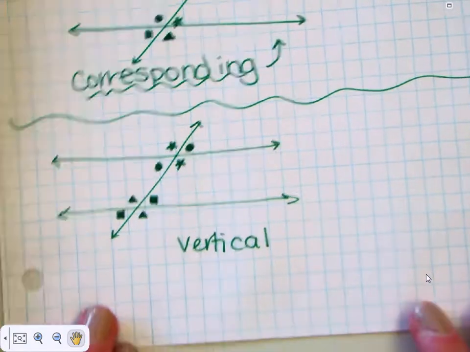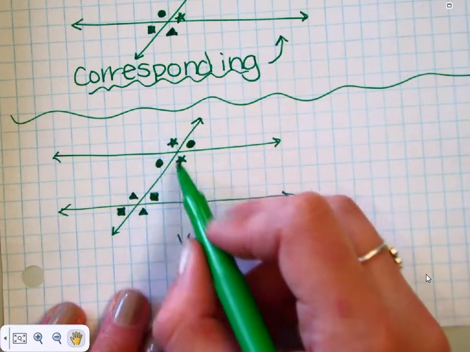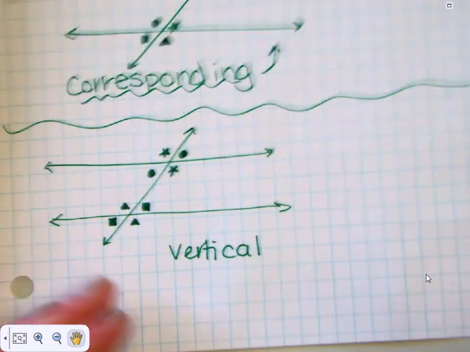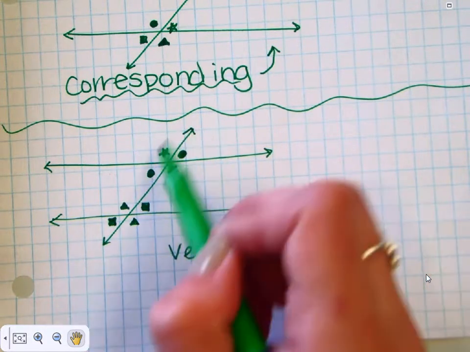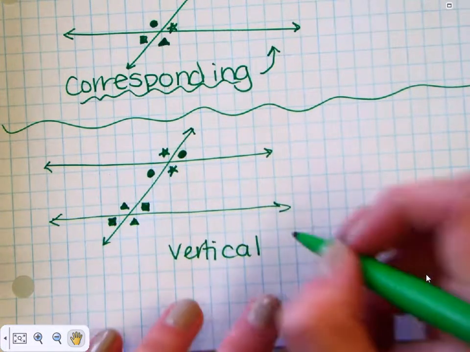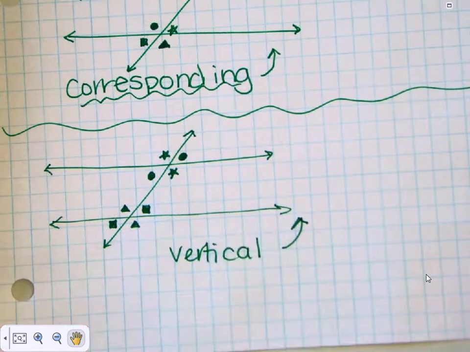So those are all the angles that are congruent to each other. Vertical angles are congruent to each other. And if you notice, they definitely look the same. Any angles that are across from each other when two lines intersect are congruent. So those are our vertical angles.